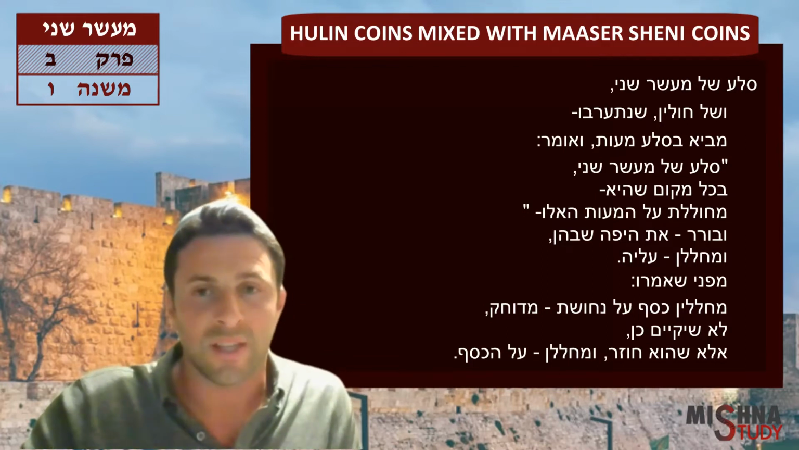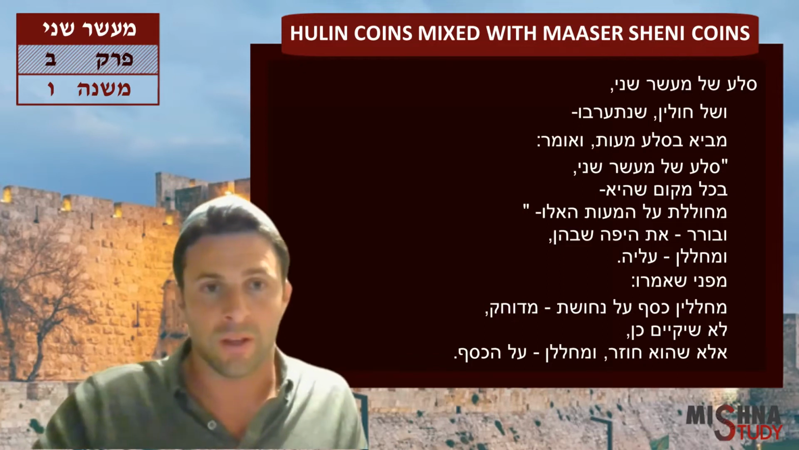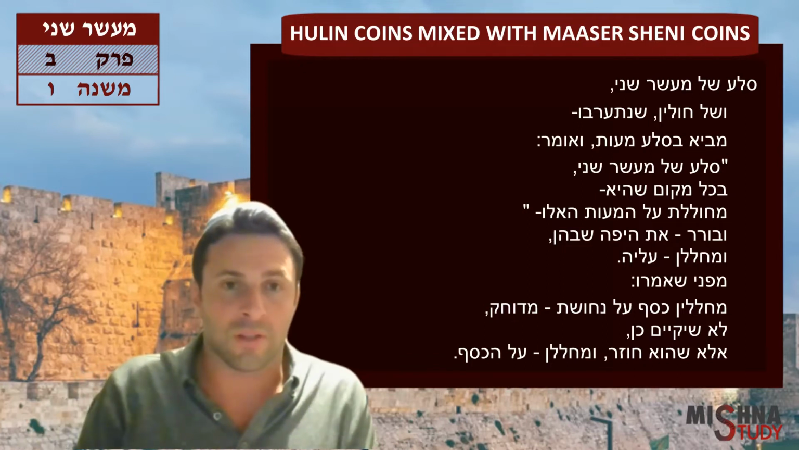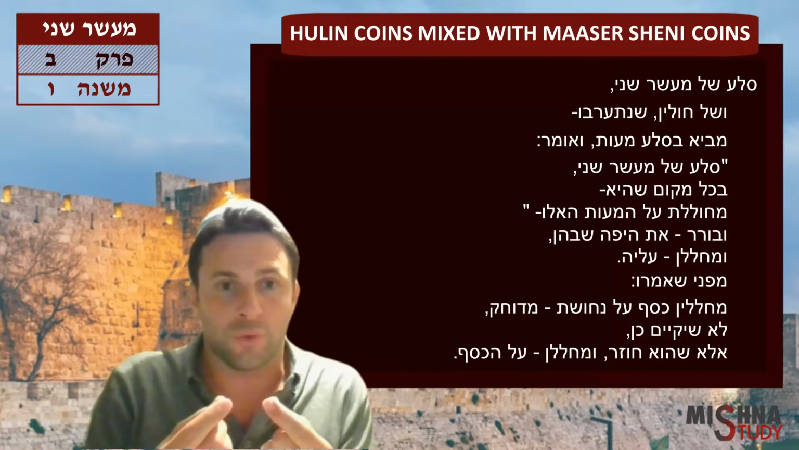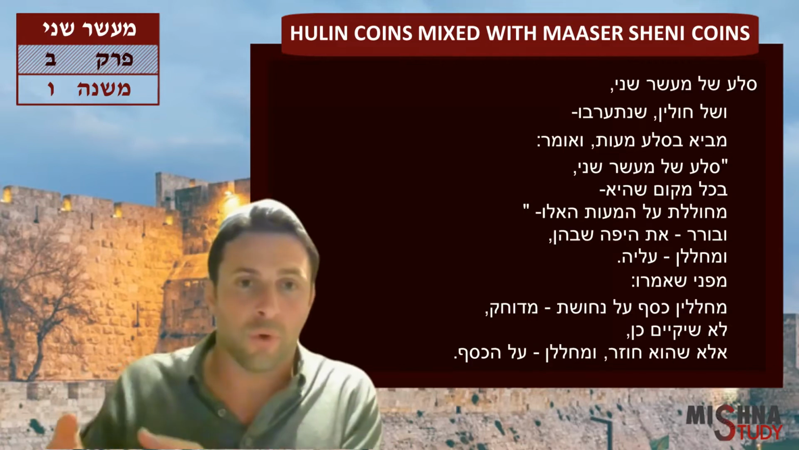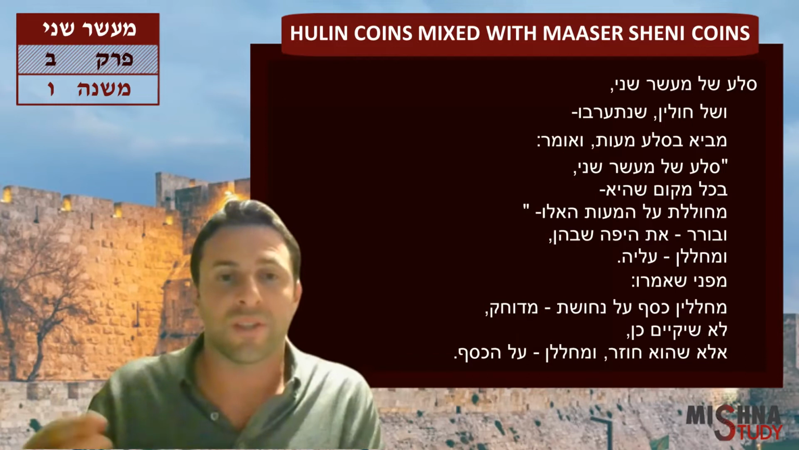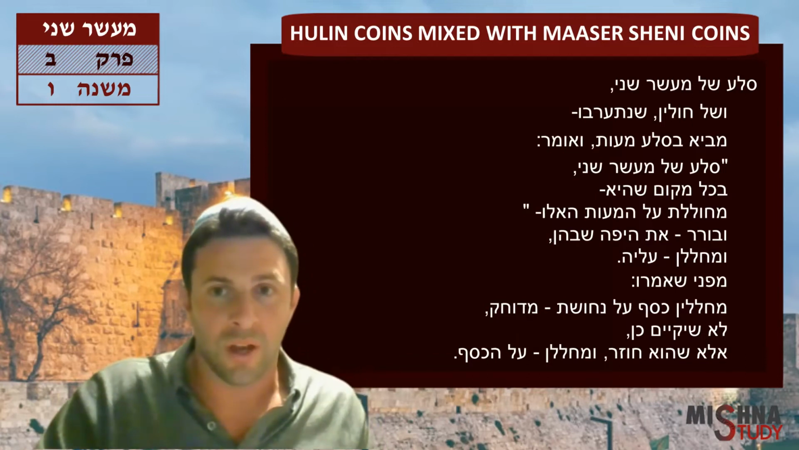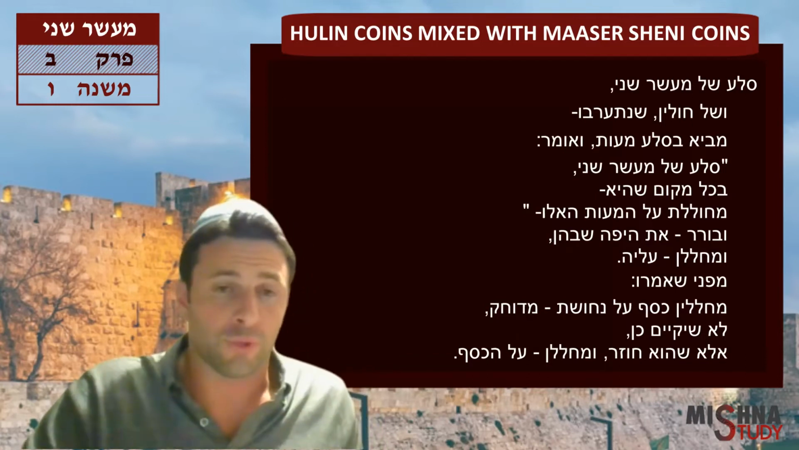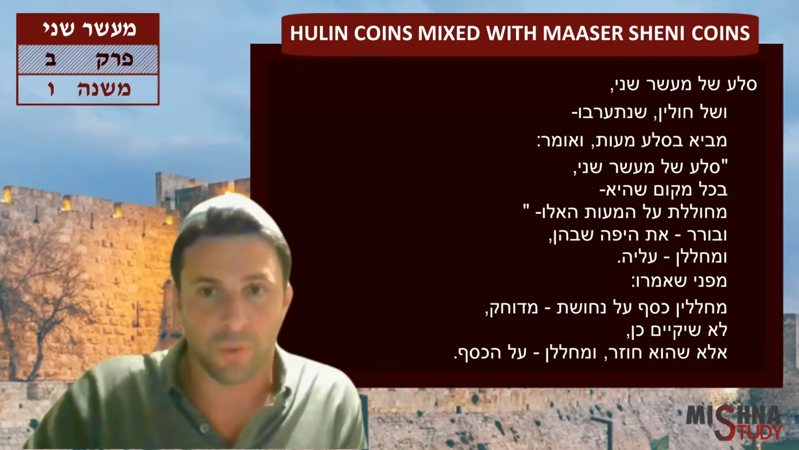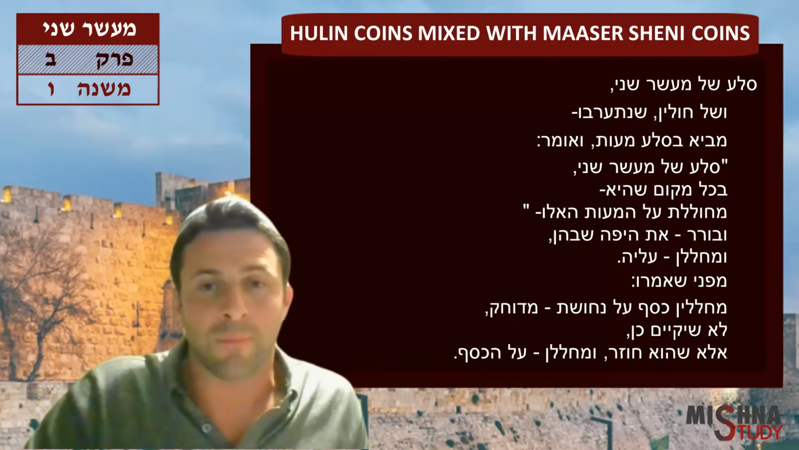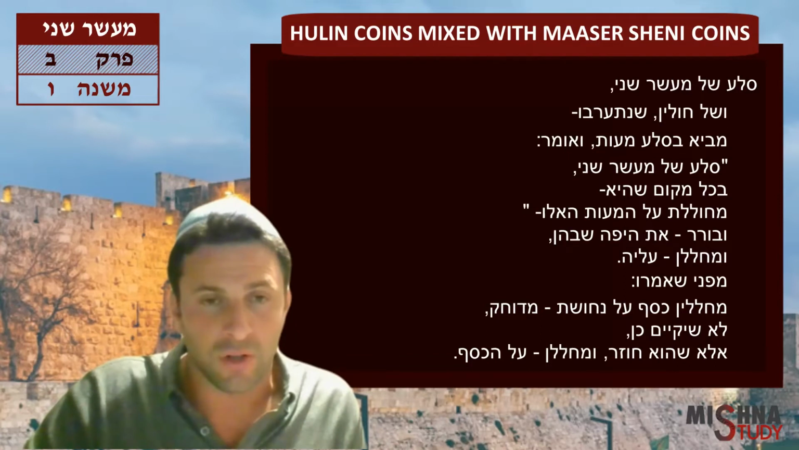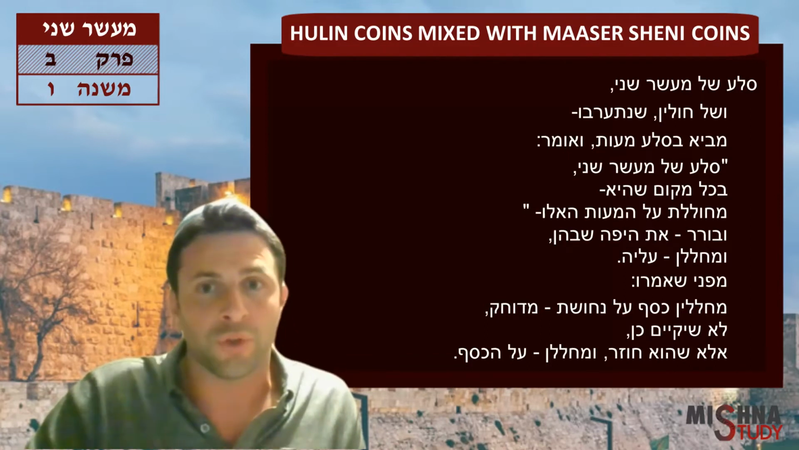Ve'omer, and you say sela shel Maaser Sheni. Right now, you don't know which one is the Maaser Sheni and which one is the Hulin. You have two silver coins over here. So you bring all these copper coins, and you say, you know what, the sela that was Maaser Sheni, wherever it is, it doesn't matter which of these coins it was, the kedusha should be transferred onto these ma'ot, onto these copper coins.